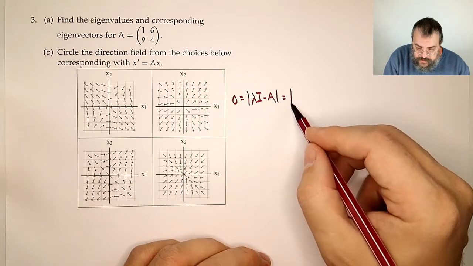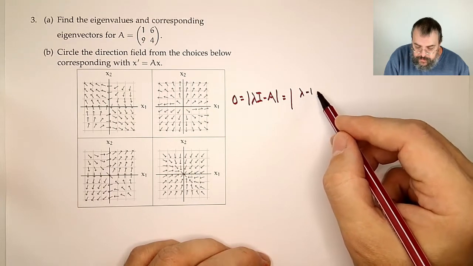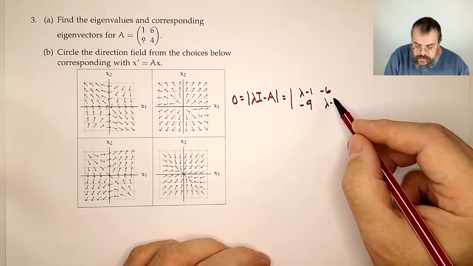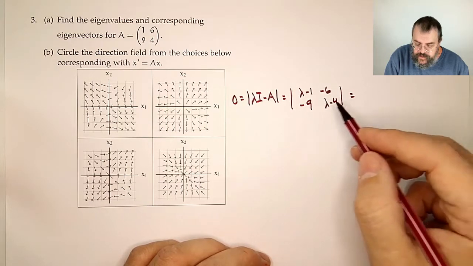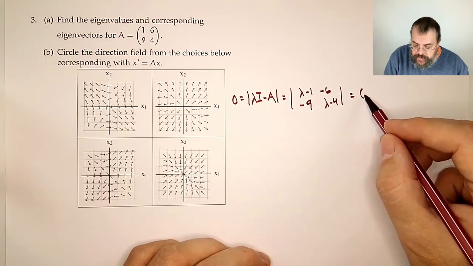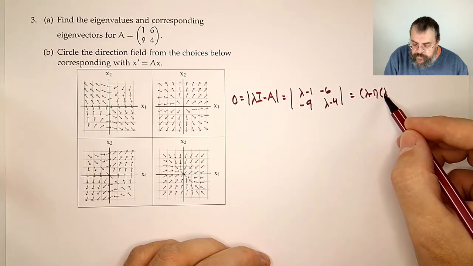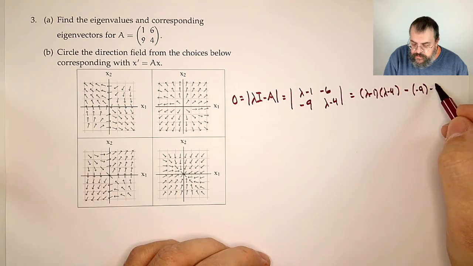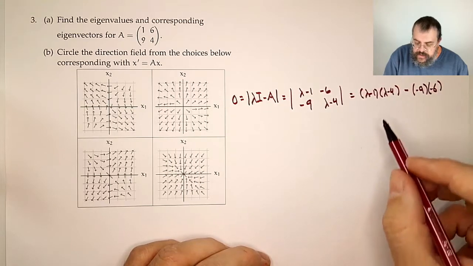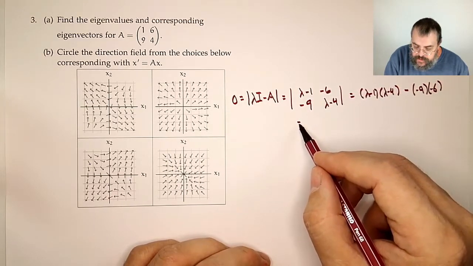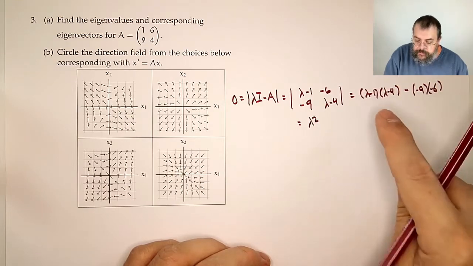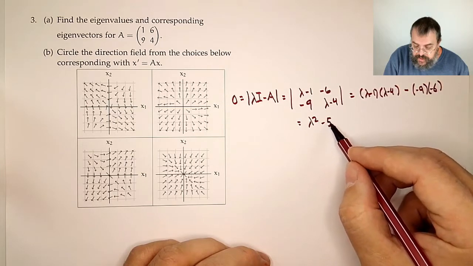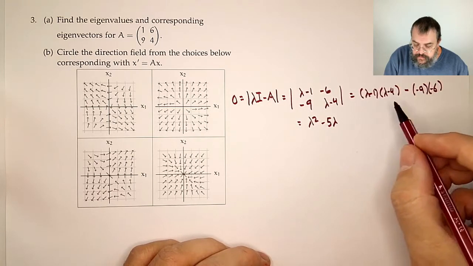Okay, so this is the determinant of lambda minus 1, minus 6, minus 9, and lambda minus 4. Okay, so 2 by 2. No big surprises. Lambda minus 1, lambda minus 4, and then subtract minus 9 times minus 6. All right, well, multiplying out here, we'll get lambda squared minus 4 lambda minus lambda makes minus 5 lambda, and then we'll have a plus 4.